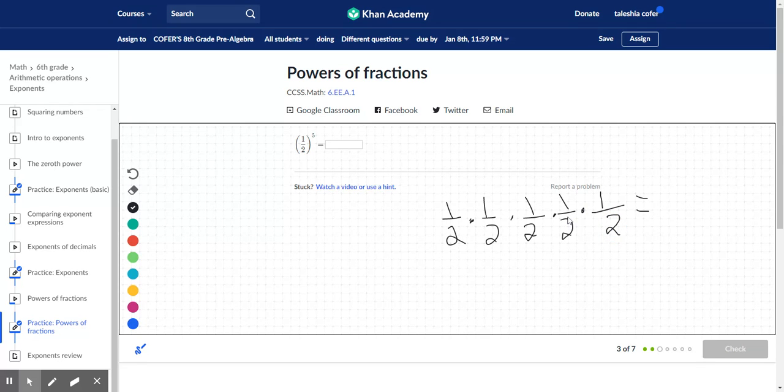I know that 1 times 1 is 1, times 1 is 1, times 1 is 1, times 1 is 1. So 1 would be at the top. 2 times 2 is 4. 4 times 2 is 8. 8 times 2 is 16, and 16 times 2 is 32. So it should be 1 over 32.